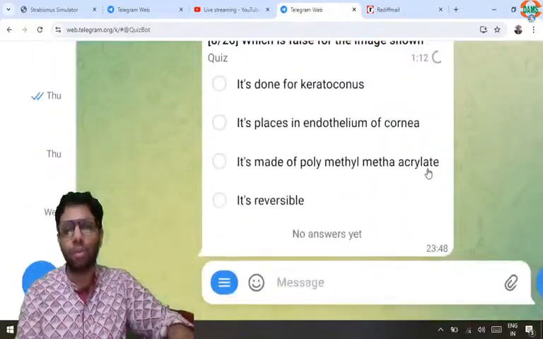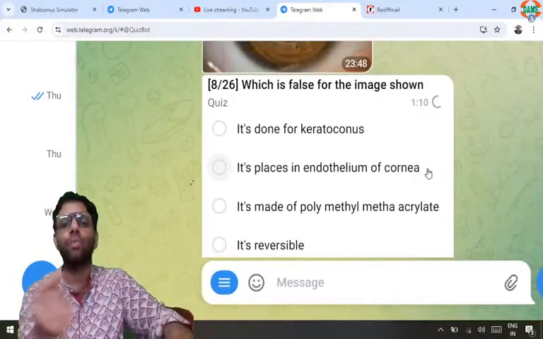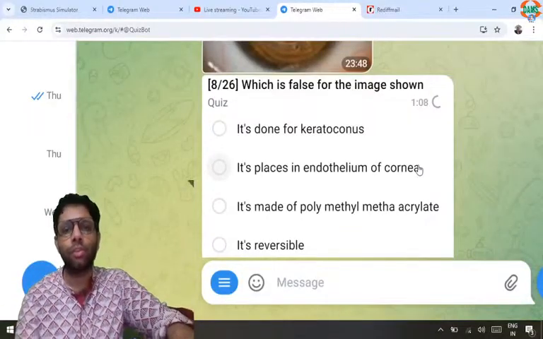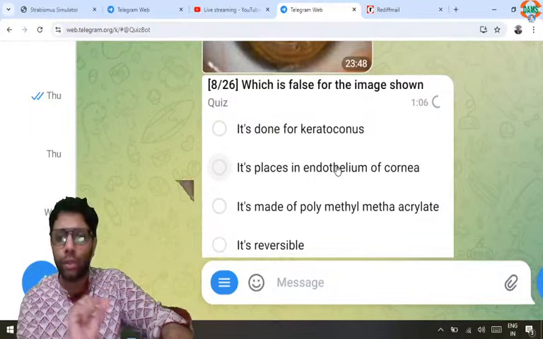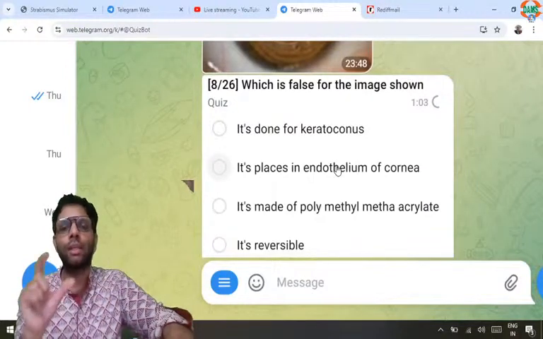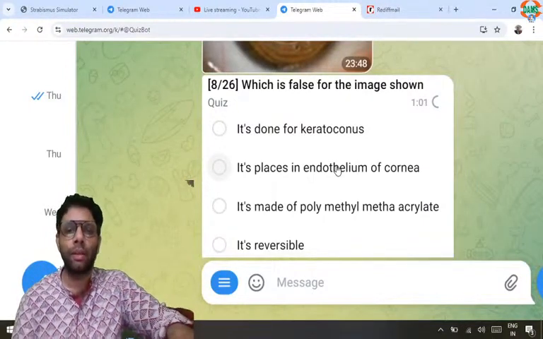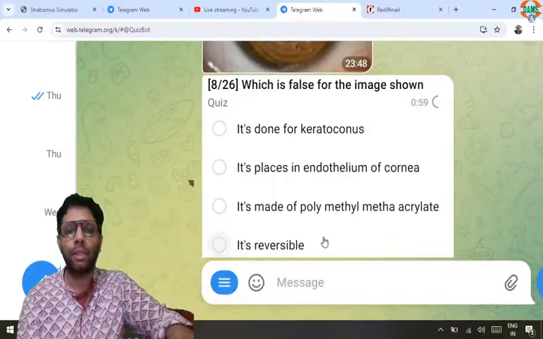If you know the anatomy of the cornea, the endothelium is a single layer. How can you put this in the endothelium? You could have answered this question logically. If you know the endothelium is a single layer, it is put in the thickest layer of the cornea, that is the stroma. It is made up of PMMA, a hard material, and yes, it is reversible.